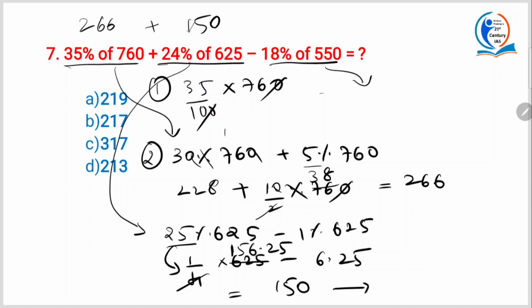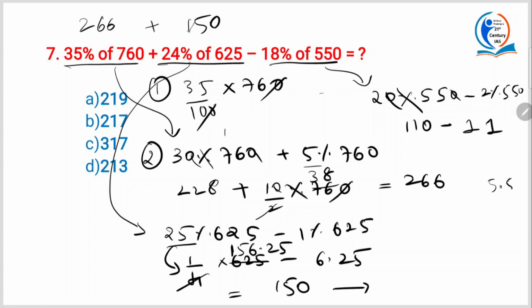Now 18% of 550, direct multiplication you can do, but this one also can be written as 18% is 20 minus 2%, right? So 20% of 550 minus 2% of 550. Got my point? So the percentage zero will get cancelled. 2 into 55 is 110 minus 2% of 550. Now what is 1% of 550? 1% of 550 is 5.5. Now what is 2%? It is 11. Okay, so it is 99. So the value of this one is 99.